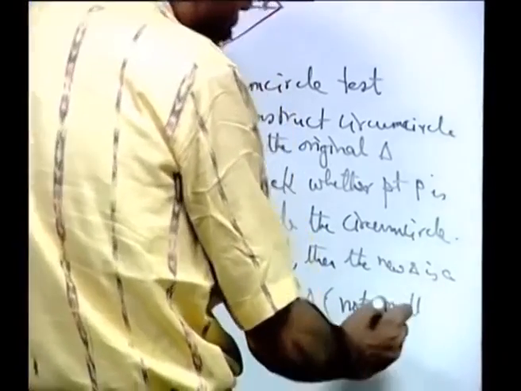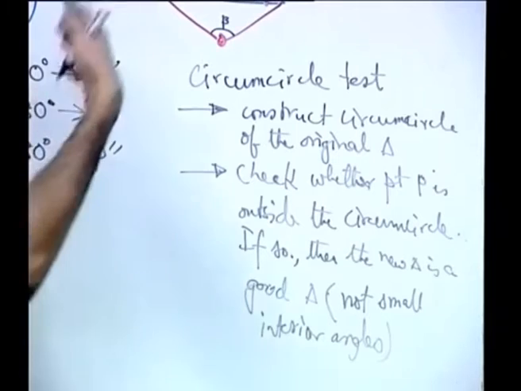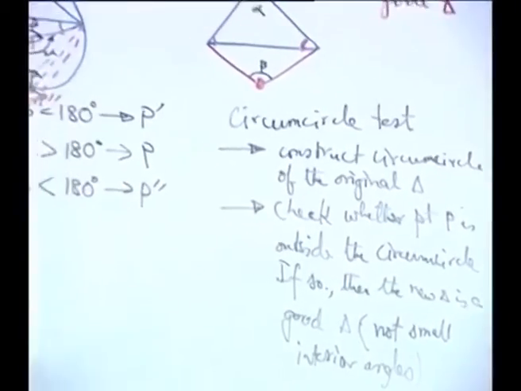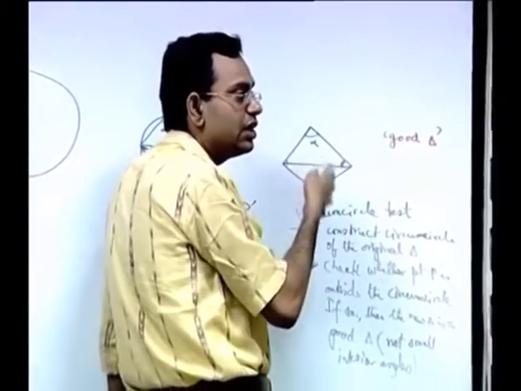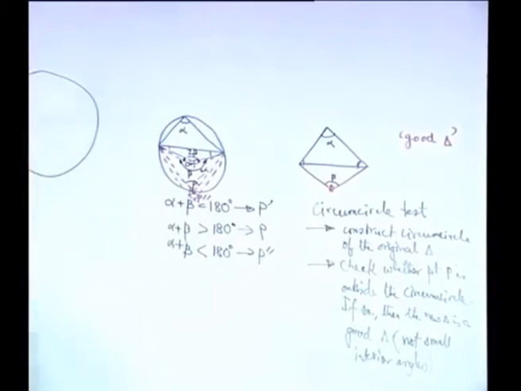Why do you not allow small interior angles? It is because if you allow small interior angles, then the corresponding coefficient matrix that is generated out of the discretization does not behave properly. So, you try to ensure that through geometrical considerations you get rid of unnecessary troubles associated with coefficient matrices of certain types.